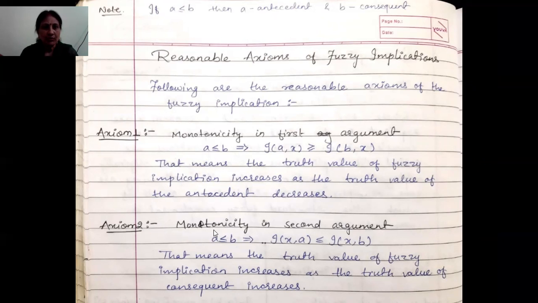Then axiom 2, monotonicity in second argument. This is written as A is less than or equal to B implies I(X,A) is less than or equal to I(X,B). Here X is placed in the first argument. And this is monotonicity in second argument. So the truth value of fuzzy implication increases as the truth value of the consequent increases. This increases, consequent increases.